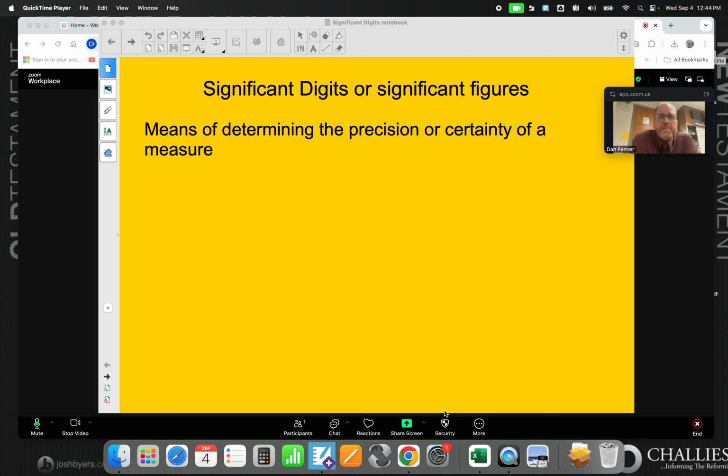Welcome again to chemistry. It's the second day. Today we look at significant digits, significant figures. Definition of significant figures: the meaning between the precision or certainty of a measure.